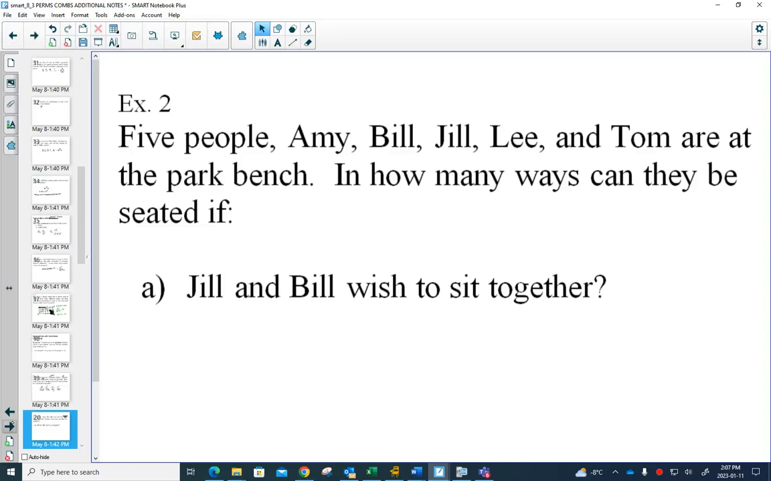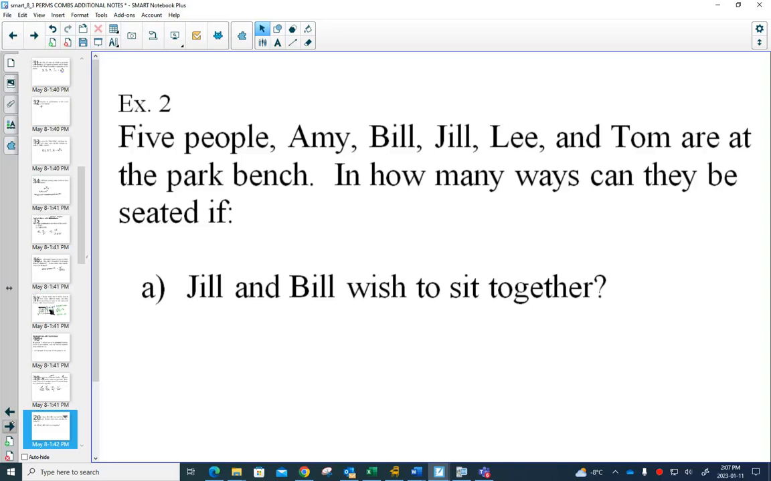This is a springtime question. 5 people, Amy, Bill, Jill, Lee, and Tom, are at the park bench. And they want to sit on that park bench, but Jill and Bill want to sit together. Aww. How many ways can this be done?